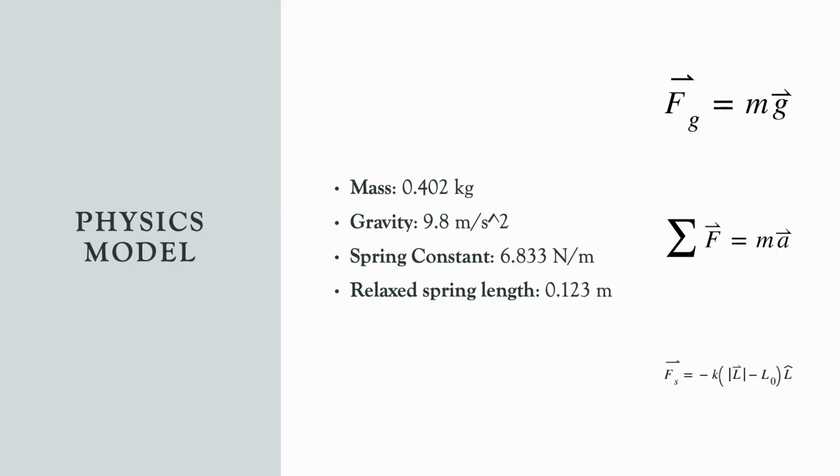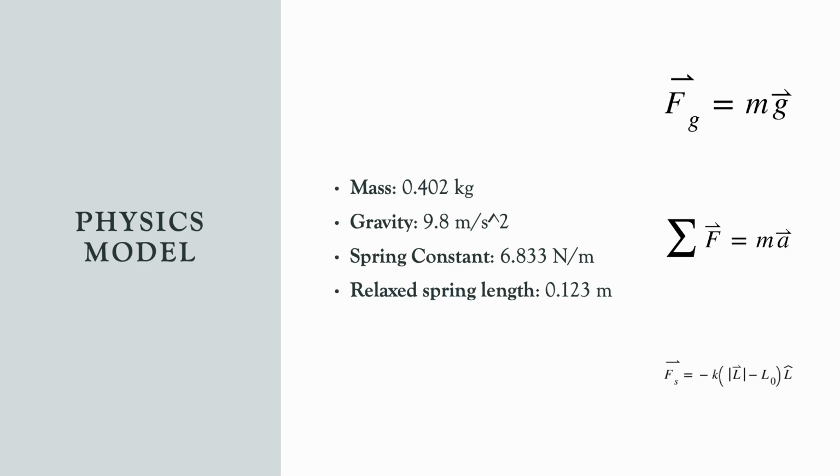Our computational physics model was based on Newton's second law, which states that the net force acting on an object equals its mass times its acceleration, as you can see in the second formula. The two forces acting on the mass are the spring force and gravity. The spring force follows Hooke's law and acts to restore the spring to its relaxed length, while gravity provides a constant downward force, as you can also see from the first and the third formula.